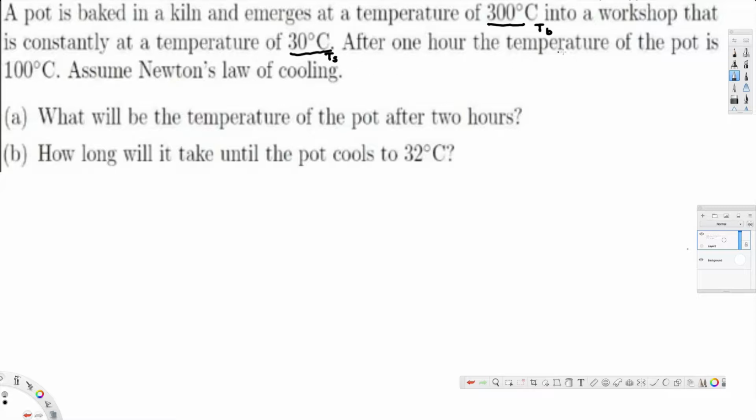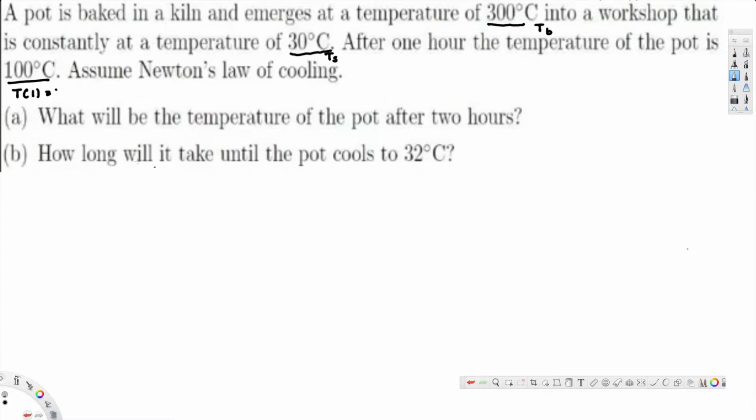After 1 hour, the temperature of the pot is 100 degrees Celsius. So after 1 hour, T of 1 is equal to this one. Assume Newton's law of cooling. The first question is asking what will be the temperature of the pot after 2 hours. The second question is asking how long will it take until the pot cools to 32 degrees Celsius.